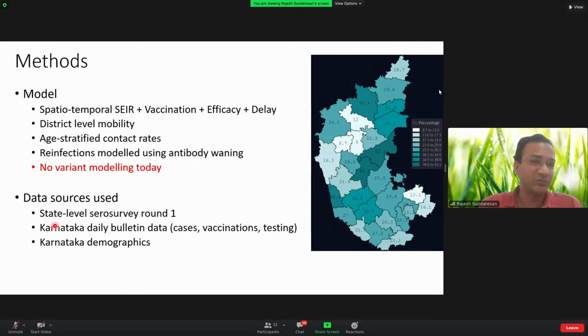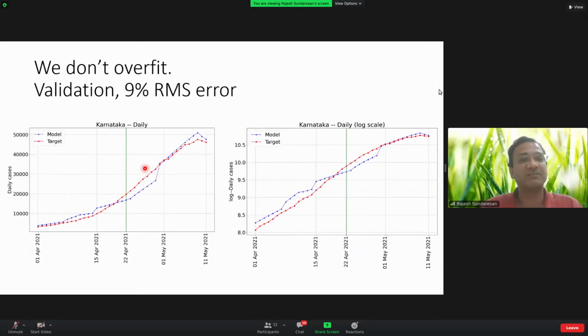The data sources were the state level serological survey for round 1, Karnataka daily bulletin data, which we have been scraping thanks to Shiva Atreya and his team, from which we got the cases, vaccinations, and testing data as well, and then Karnataka demographics from the state's statistics department. So all of these have been used to build this SCIRV model, but no variant modeling in today's presentations.